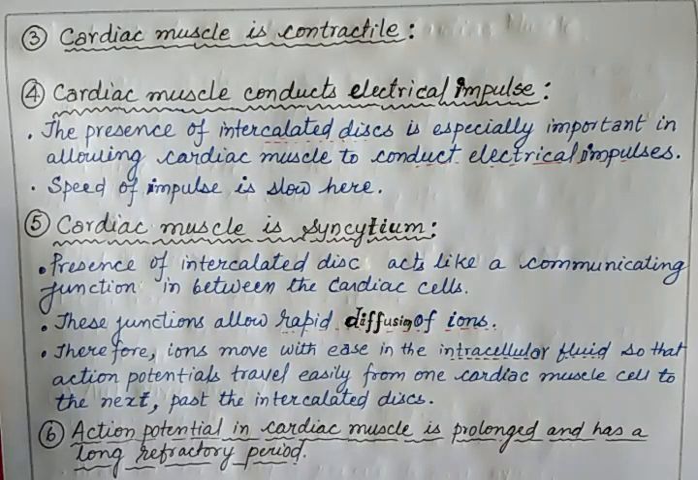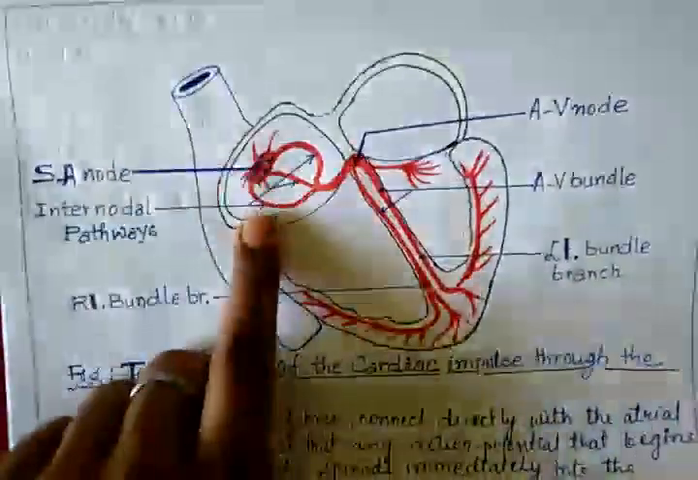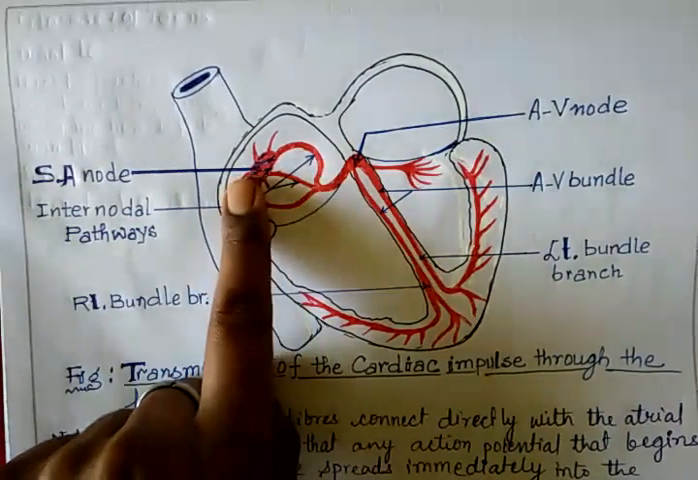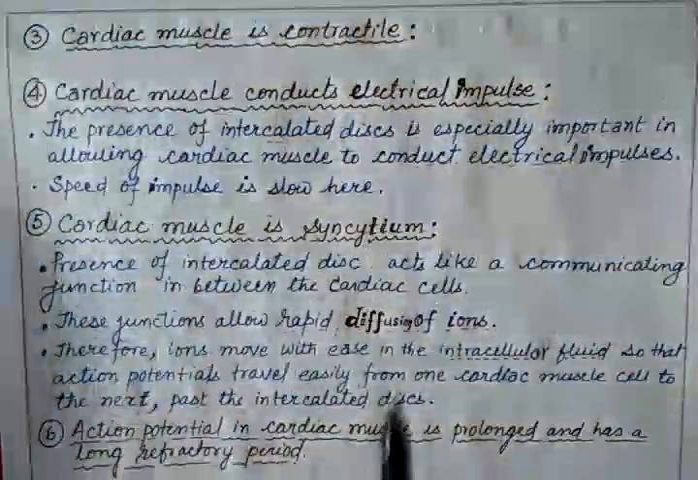Cardiac muscle conducts electrical impulse. This electrical impulse is again generated by the sino-auricular node. That was the star-like structure I had shown you. Again I will show you here. You can see here, so that your memory will be permanent. You can see this SA node, this star-like structure will generate excitation.